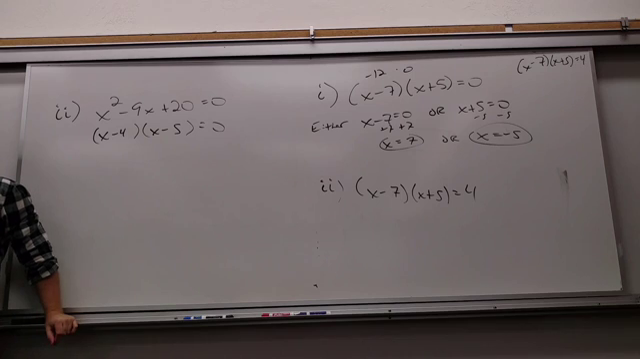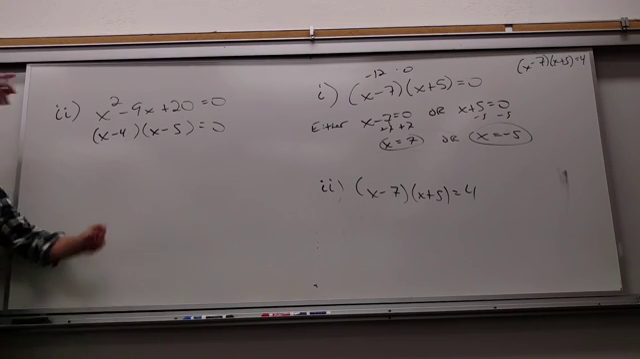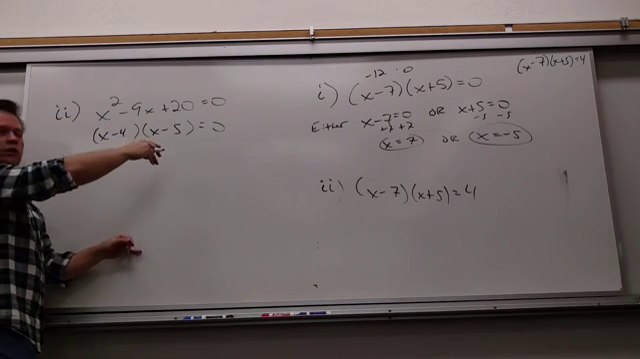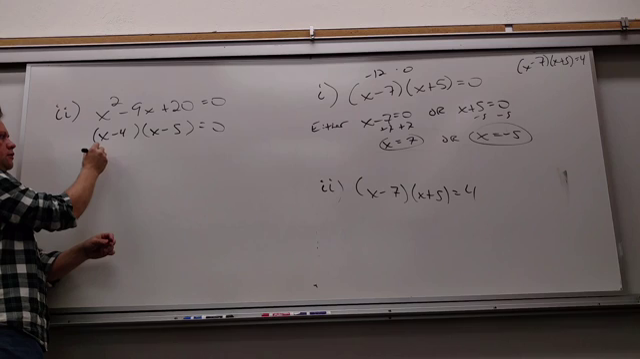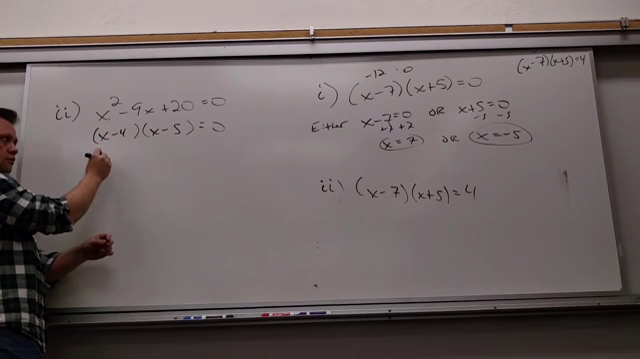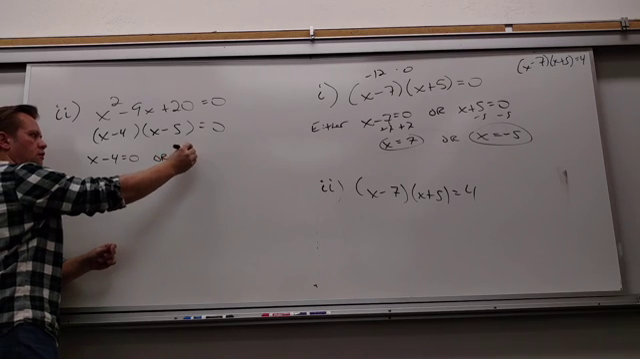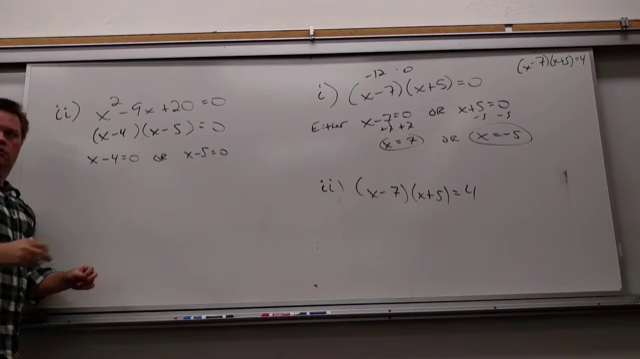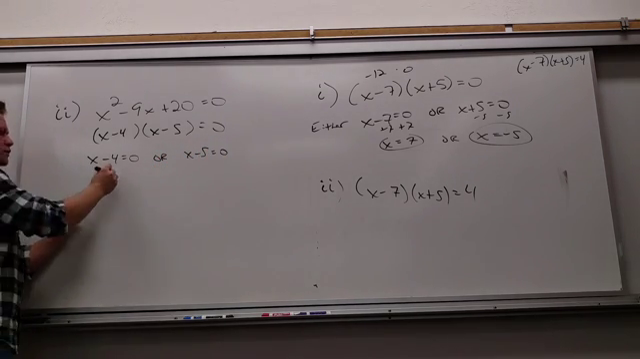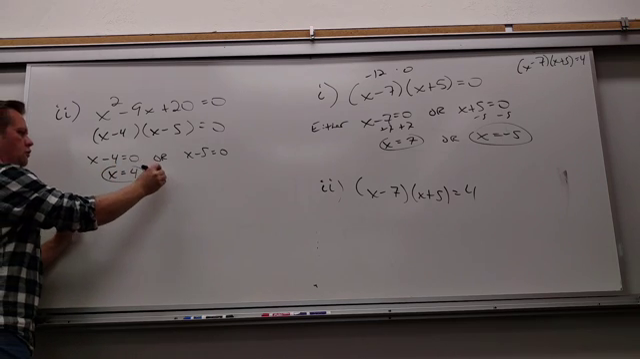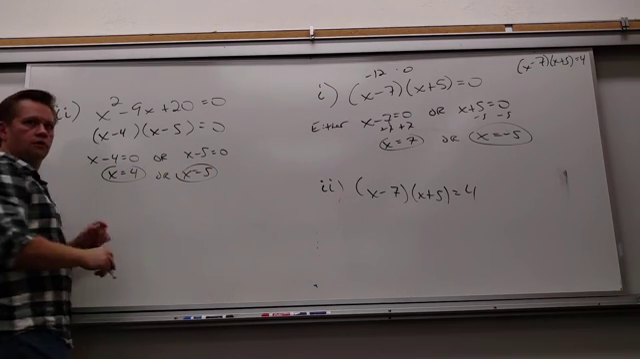So just because I put an equal 0 in there, the factorization process doesn't change. You factor like always. Now you say, okay, I can do more now. It equals 0, so therefore I can say either x minus 4 equals 0, or x minus 5 equals 0. In this case, x is 4, or x is 5.